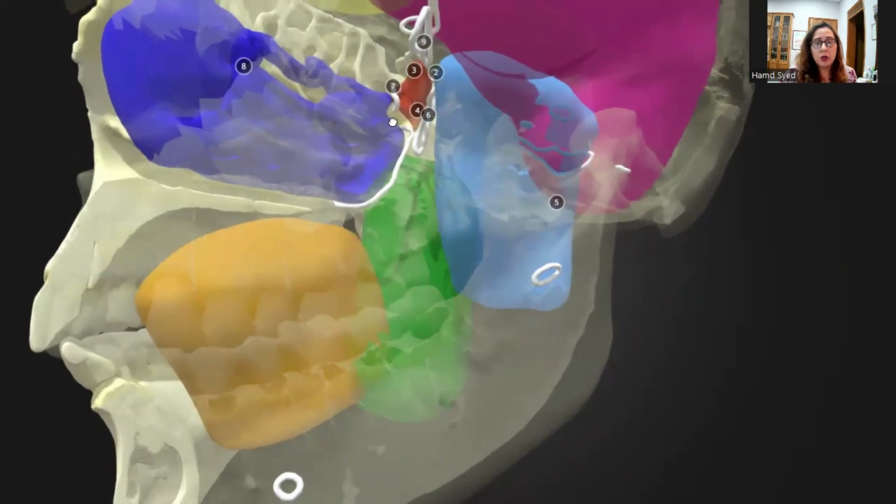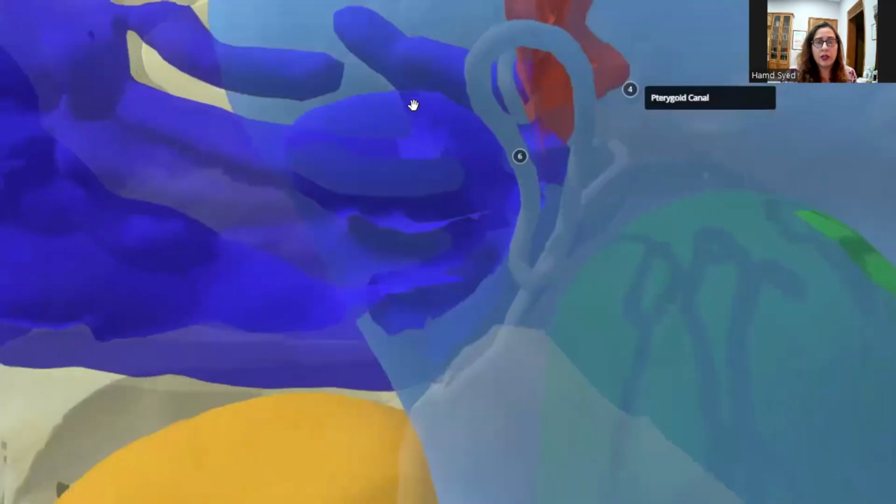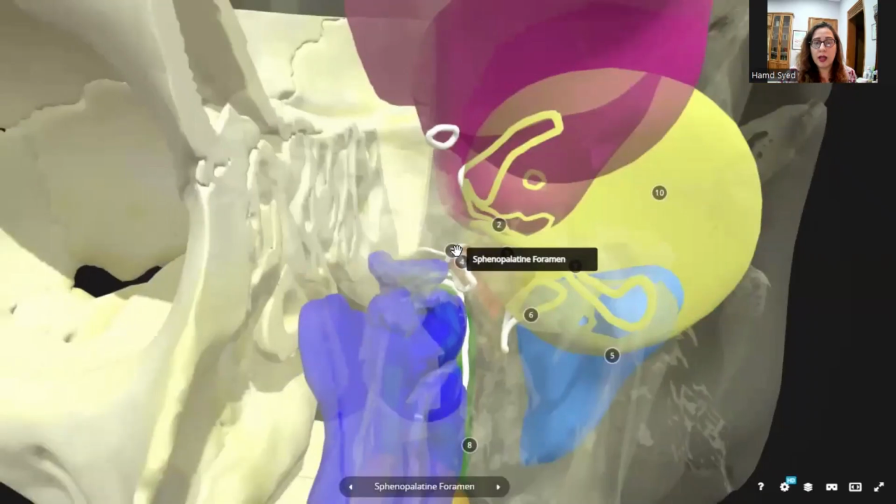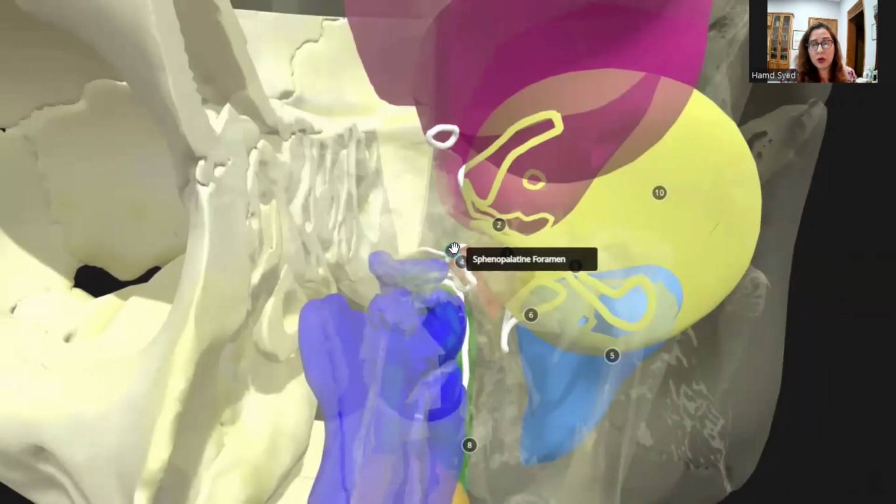Okay, so over here, this is the pterygoid canal, which is the opening in the posterior wall of the pterygopalatine fossa, and this transmits the nerve of the pterygoid canal, also known as the Vidian nerve. And here, number 7 is the sphenopalatine foramen. This is the opening in the medial wall of the pterygopalatine fossa, and this transmits the nasopalatine nerve, and it's the communication of this fossa with the nasal cavity.